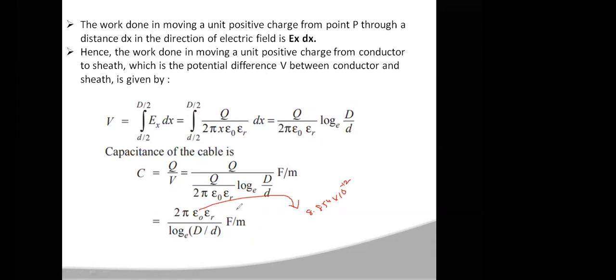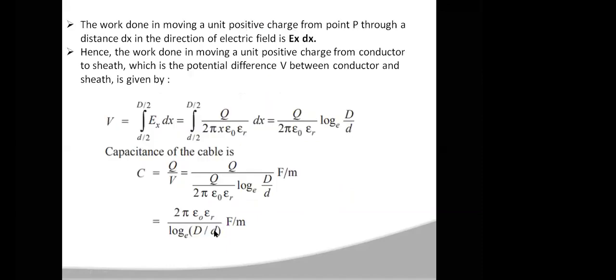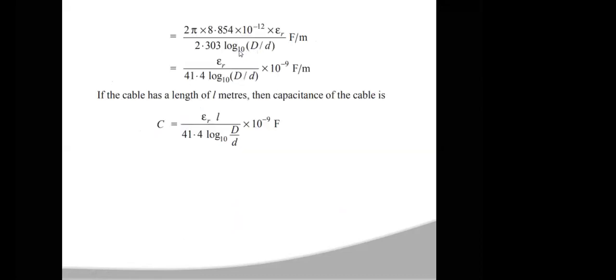Now you substitute this epsilon naught value, 8.854 into 10 power minus 12, and you convert the ln term, log to the base e, to log to the base 10. So the expression will become 2 pi into 8.854 into 10 power minus 12 into epsilon r by log capital D by small d to the base e, which we are going to convert to base 10. How can you convert this?